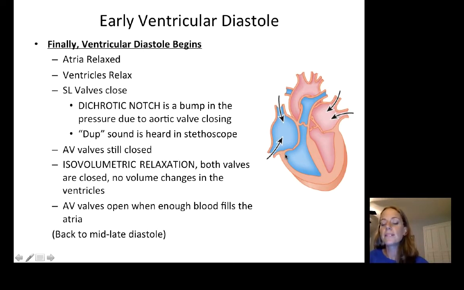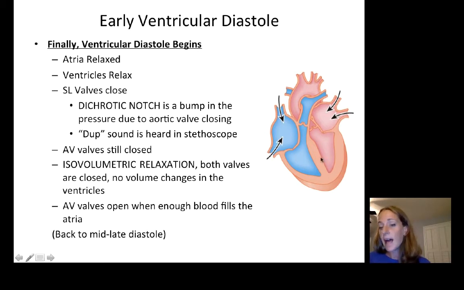So the lub sound is the AV valves closing. The dup or the dub sound is going to be the semilunar valves closing. So lub happens during ventricular systole, or when the ventricles are contracting. Dub or dup sound is heard during ventricular diastole, when the semilunar valves close. At this point, both valves are closed.